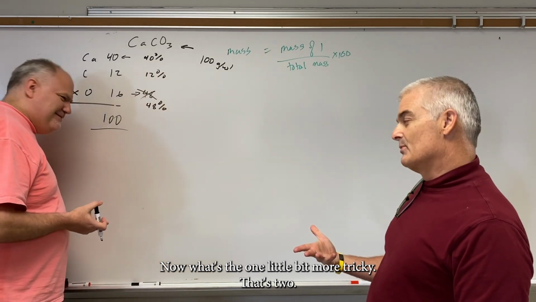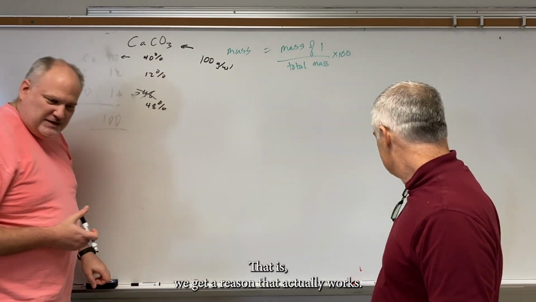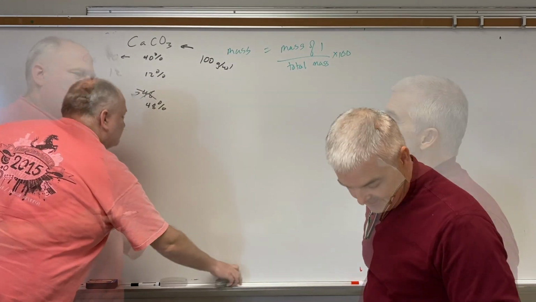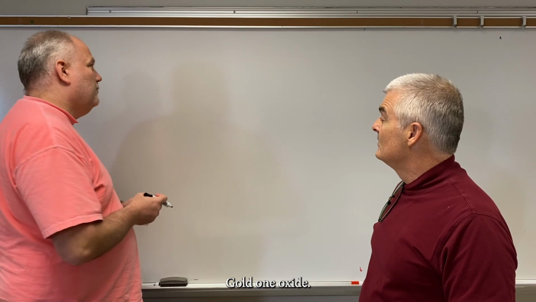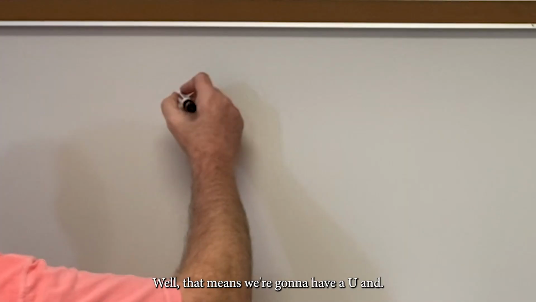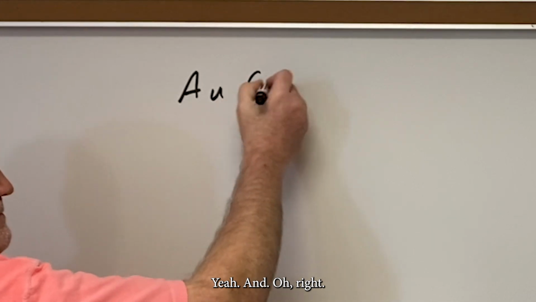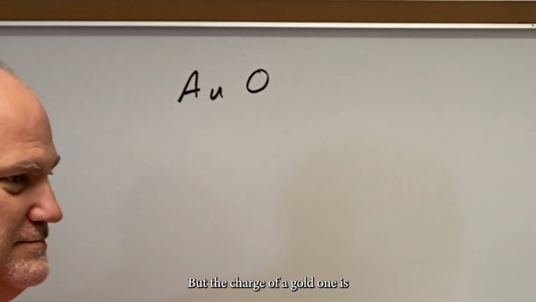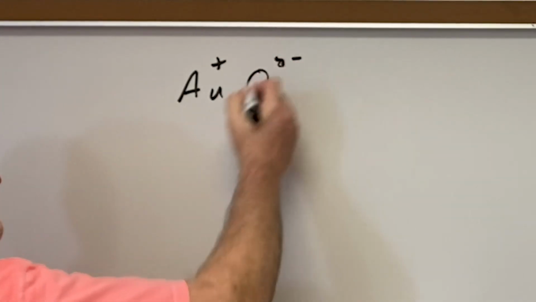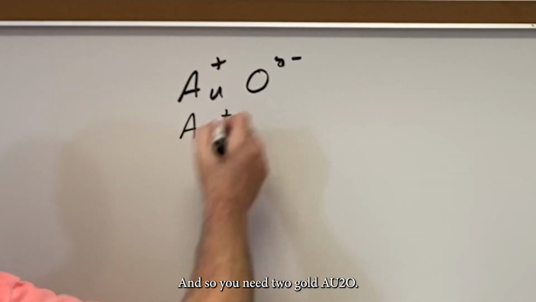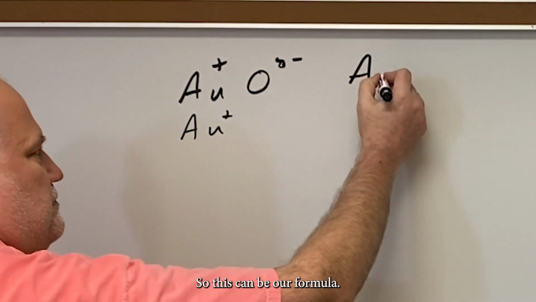Now, let's do one a little bit more tricky, one that does not work quite so neatly. So I've got another example. Why don't we do gold 1 oxide? Well, that means we're going to have Au and O, right? But the charge of gold 1 is plus 1. Oxygen is 2 negative. And so you need 2 golds, Au2O. So this is going to be our formula.